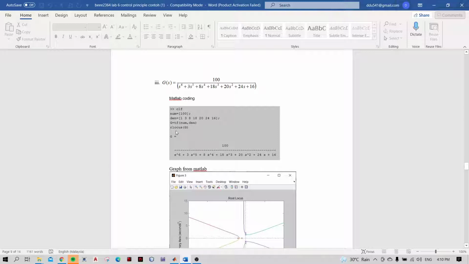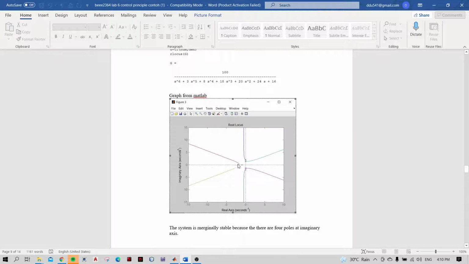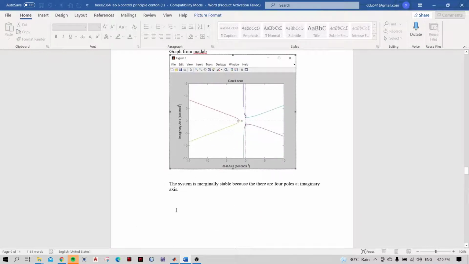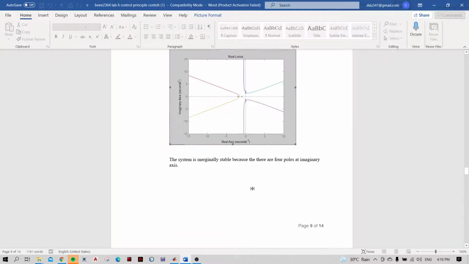Okay, and then we go to number 3, and this is the coding, the numerator, the denominator, and this is the coding for root locus. As you can see, rlocus stands for root locus in the coding, and this is the root locus graph. But this is the stable one because it has 4 poles at the imaginary axis.